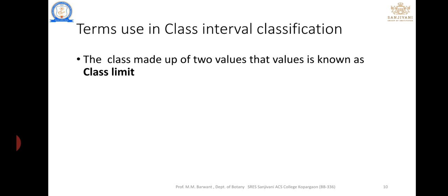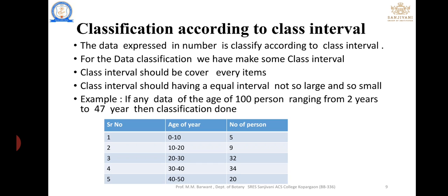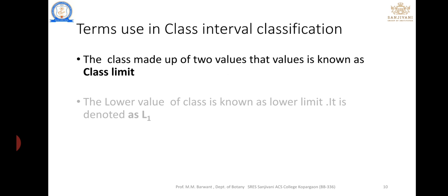Let's see which terms are included in classification by class interval. First is the class limit. A class made up of two values is known as a class limit. In the above figure, 0 to 10 is a class limit. Class limit is nothing but a class made up of two values.